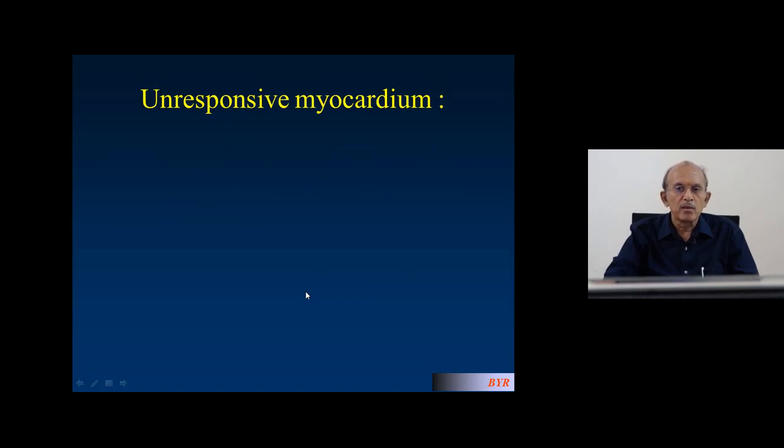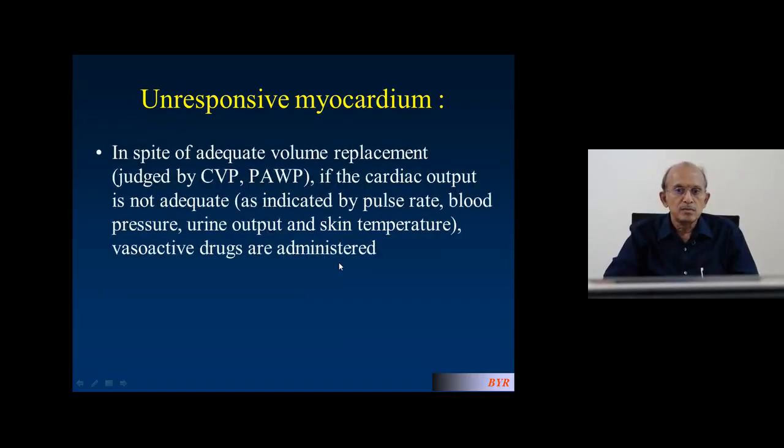Unresponsive myocardium means you have given an adequate amount of IV fluids or blood transfusion, and you have followed the ancillary measures, but the myocardium is not contracting and not giving the optimum output, and blood pressure is still low. So in spite of adequate volume replacement judged by CVP and PAWP, if the cardiac output is not adequate, as indicated by pulse rate, blood pressure, urine output and skin temperature, then the vasoactive drugs are administered, that means the inotropes.